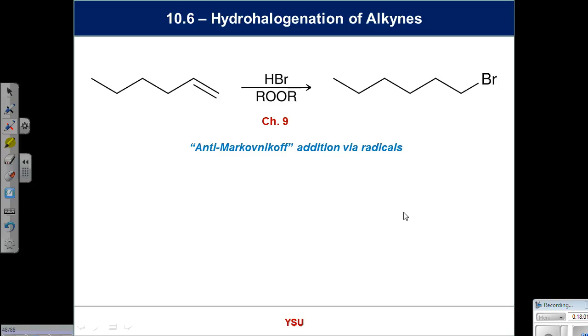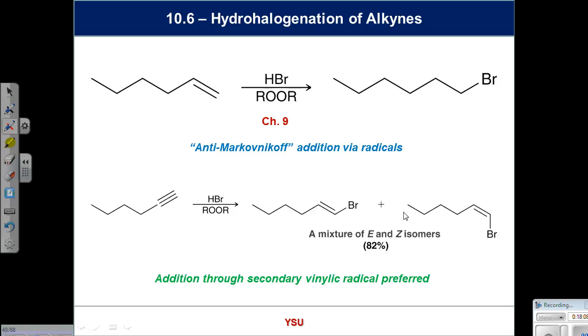But let's think about this logically. If an alkene adds HBr with peroxides in that orientation, then surely an alkyne should too. And it does. Same idea, same type of material. You need to start off with the alkyne, you need to put some peroxides in with the HBr, and you get a switch in the regiochemistry. You get the lesser substituted product, whereas for the Markovnikov, you got the more substituted product. So now, think about this.